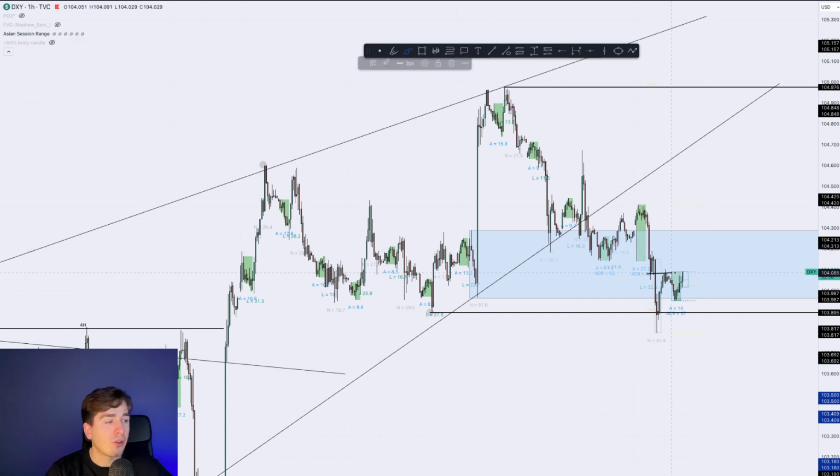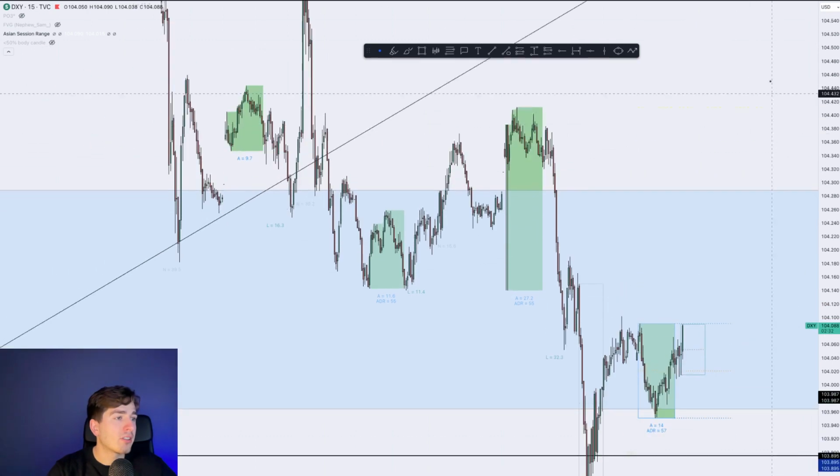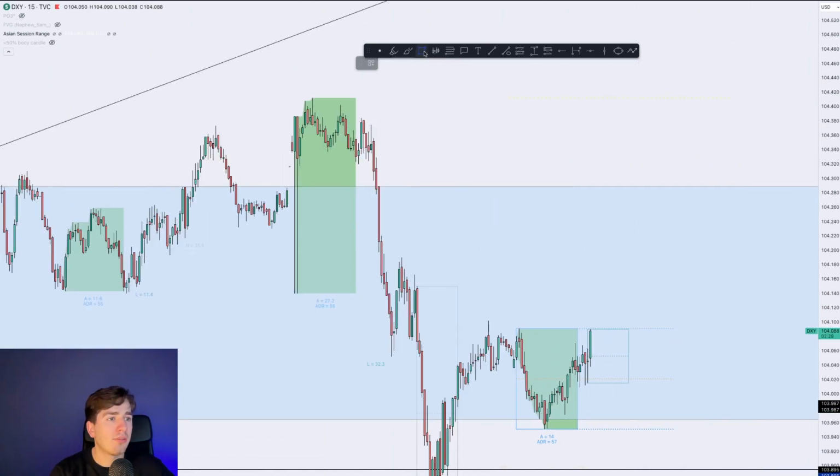So how do I know that this overall supply flow, for example, over here on the 1-hour is going to hold? Just going towards the 15-minute time frame. Look, what do we see over there? You see this buy before the sell candle, which is still fresh.